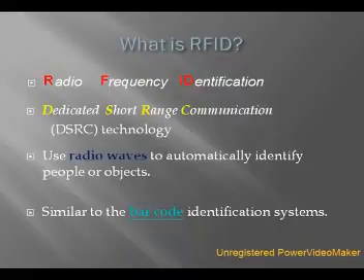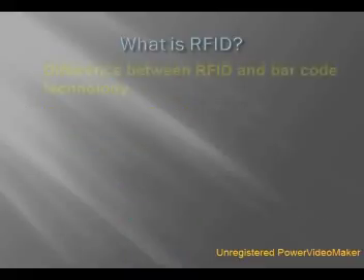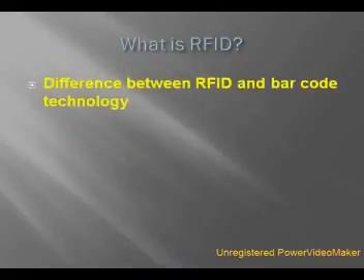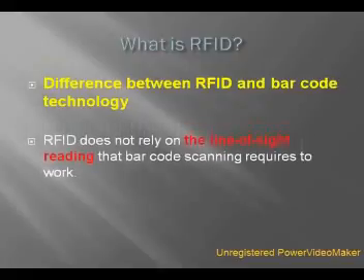RFID technology is similar to the barcode identification system we see in retail stores every day. However, one big difference between RFID and barcode technology is that RFID does not rely on the line-of-sight reading that barcode scanning requires to work.